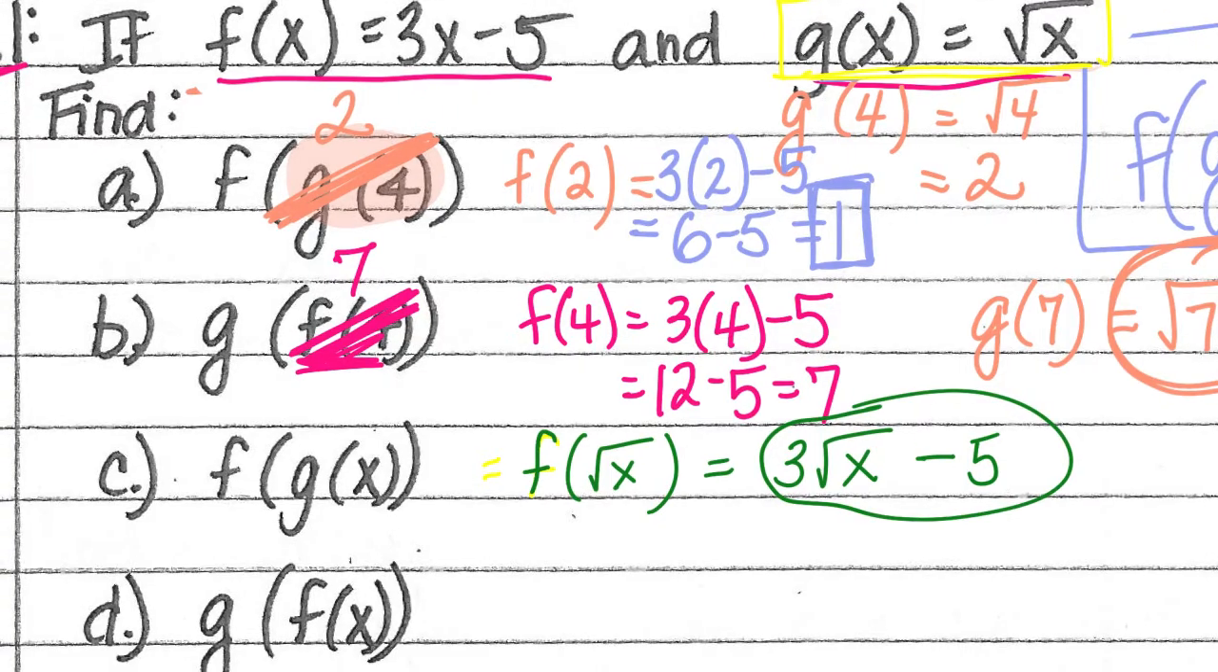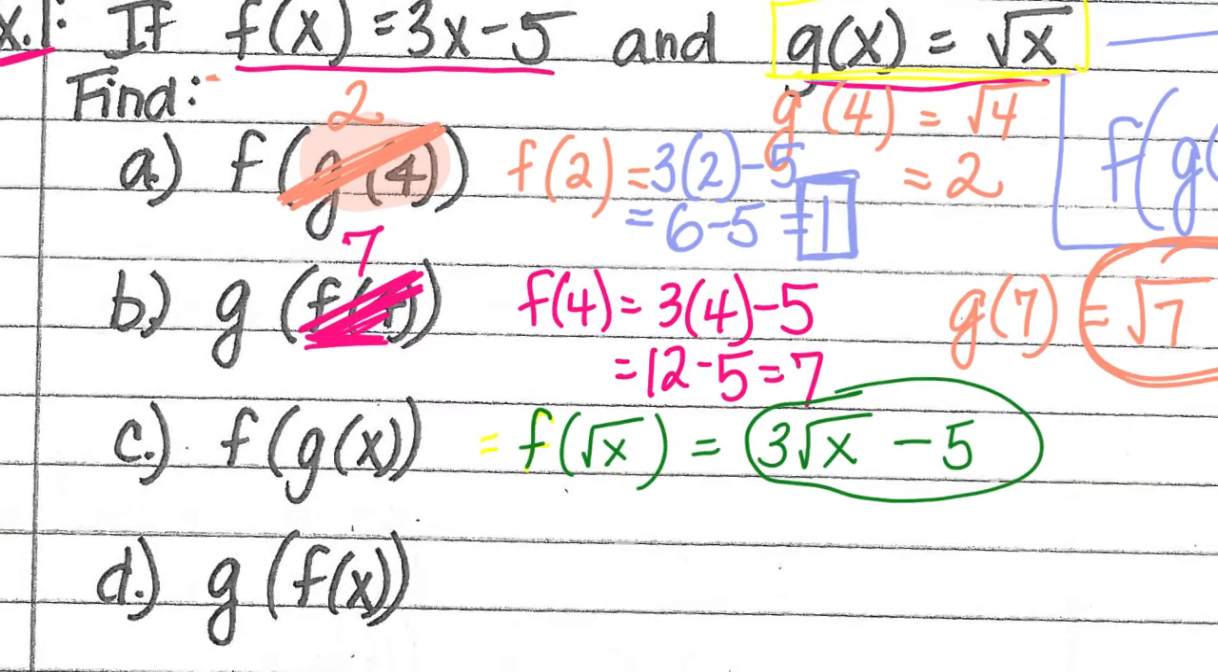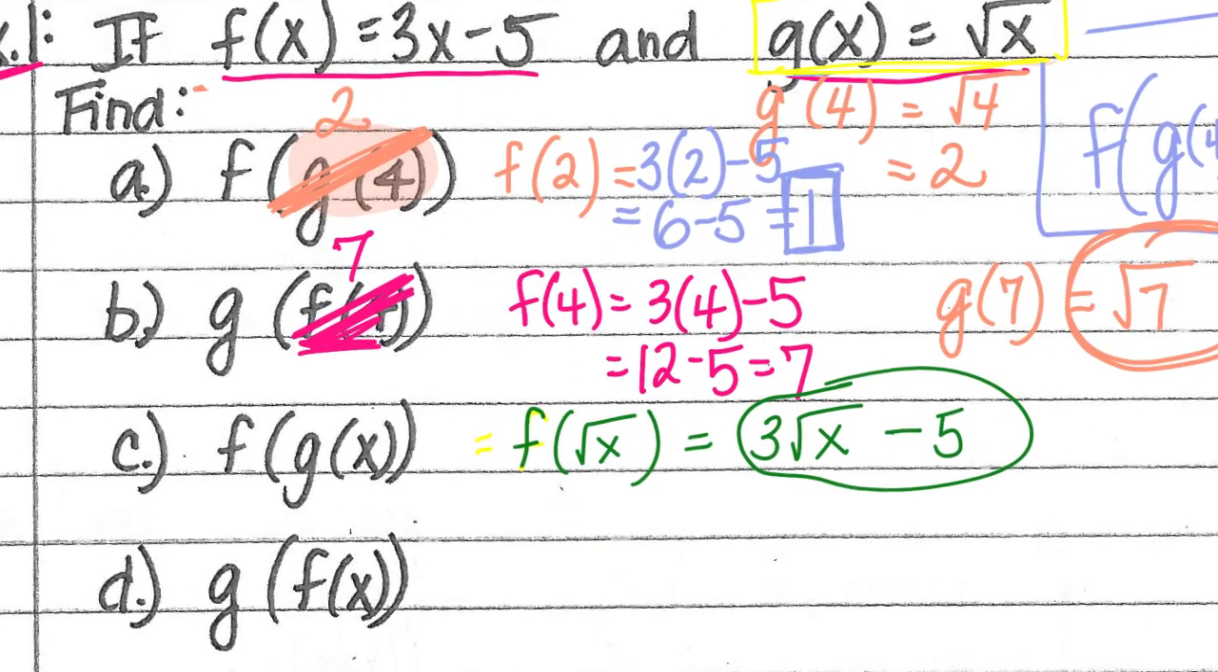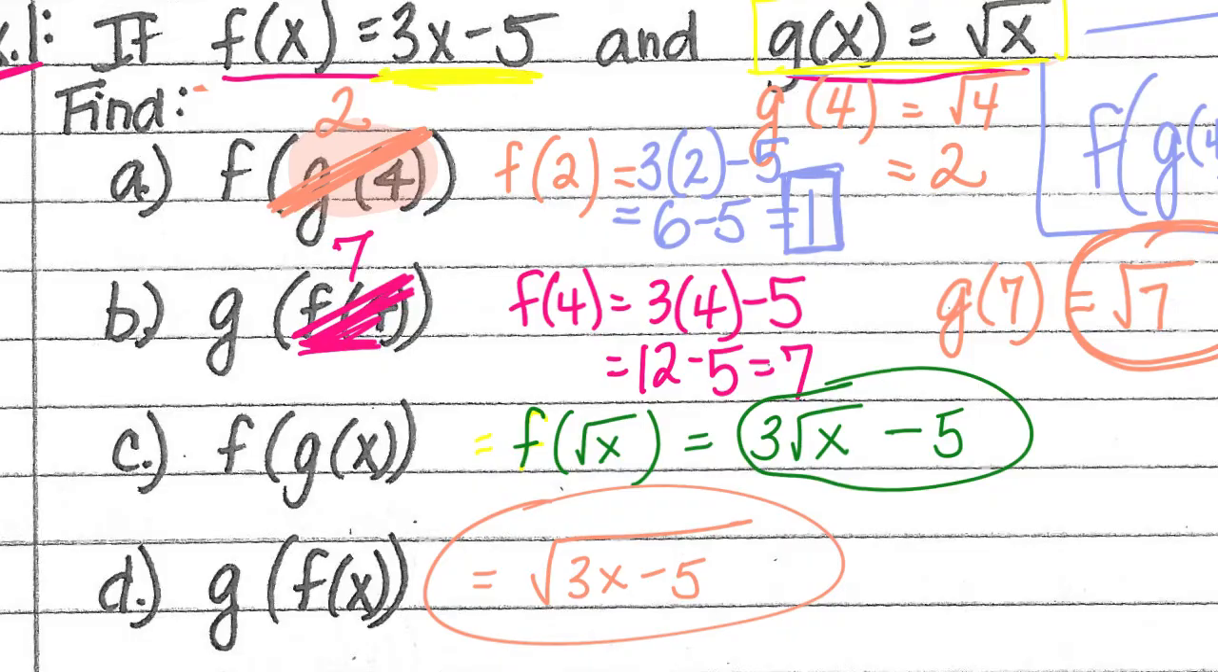And the last one, they're telling us to put f of x inside of the g of x. So we're taking this 3x minus 5, and we're putting it underneath the root, 3x minus 5. And really, that's all we can do.